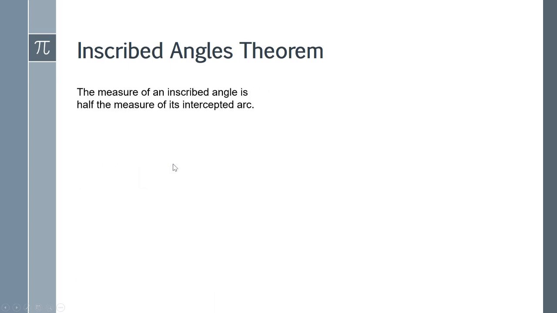So the inscribed angle theorem says that the measure of the inscribed angle is half the measure of its intercepted arc. So the arc that it has endpoints on, the measure of this arc is half the measure of that angle. So the measure of angle B is half the measure of arc AC.